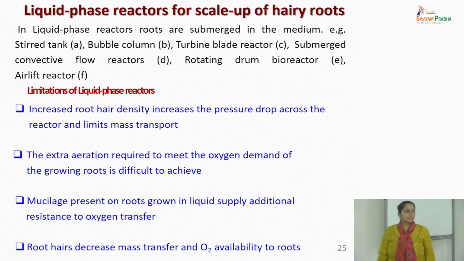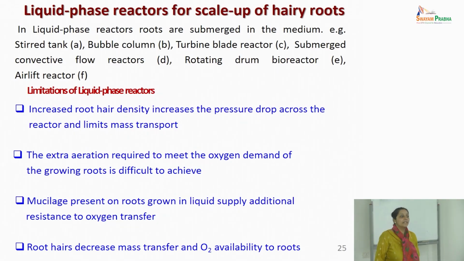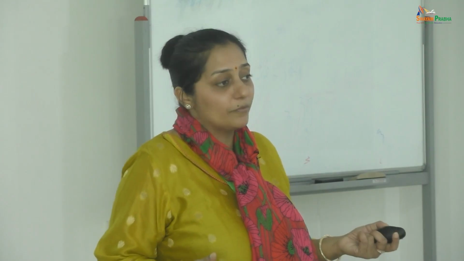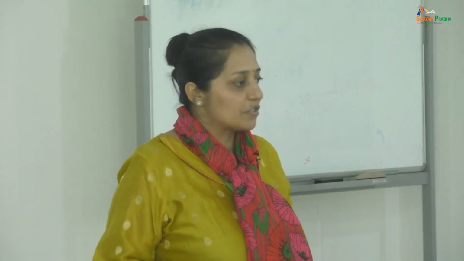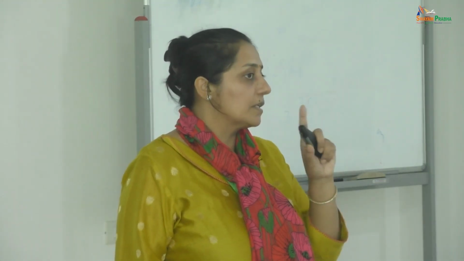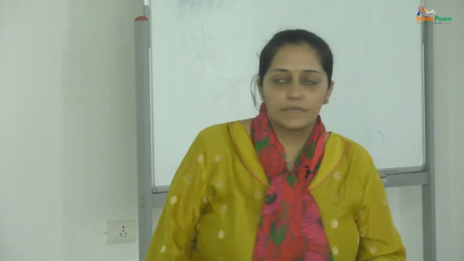I also wanted to say, despite all this, sometimes you may end up with certain limitations in liquid phase reactors. What are the limitations? As the root density increases, the pressure drop across the reactor can limit mass transport. Although in that reactor, I told you they have segmented it into two parts, one has now become a packed column with the hairy roots. But as the hairy roots grow, the pressure drop grows across this column. It will hinder the flow and sometimes cause mass transfer limitations even within the growing hairy roots. That is one limitation which may happen in such systems as well.